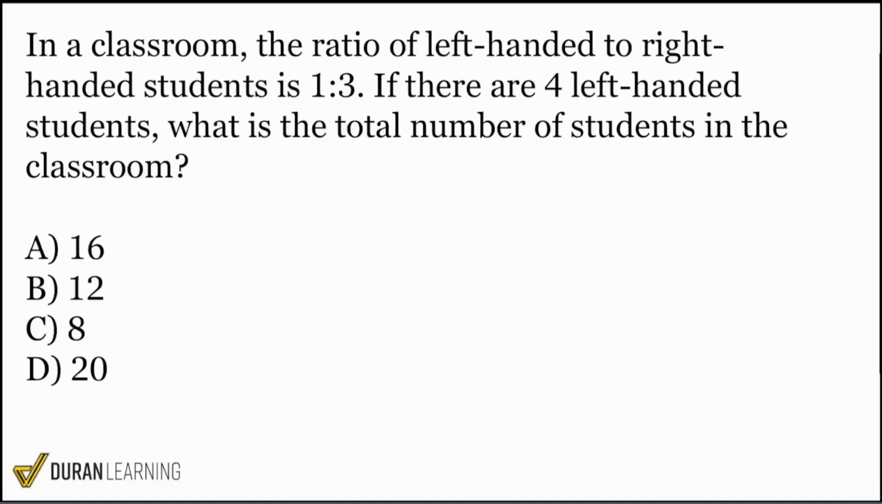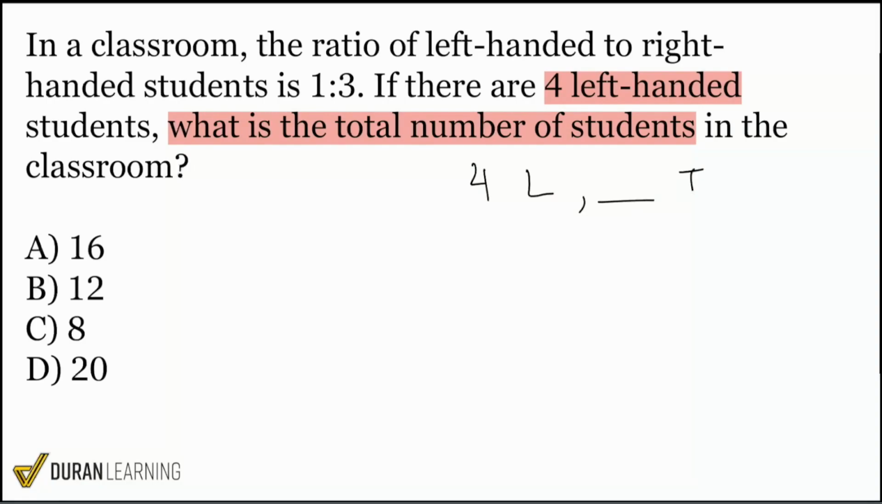Okay, sounds good. Again, we always want to start off with that question sentence. We have 4 left-handed students. What is the total number of students? Easy enough. So 4 left-handed students, I'll put L for left-handed, blank total. Can we all confirm that the comparison in the question sentence is left-handed to total before we continue?